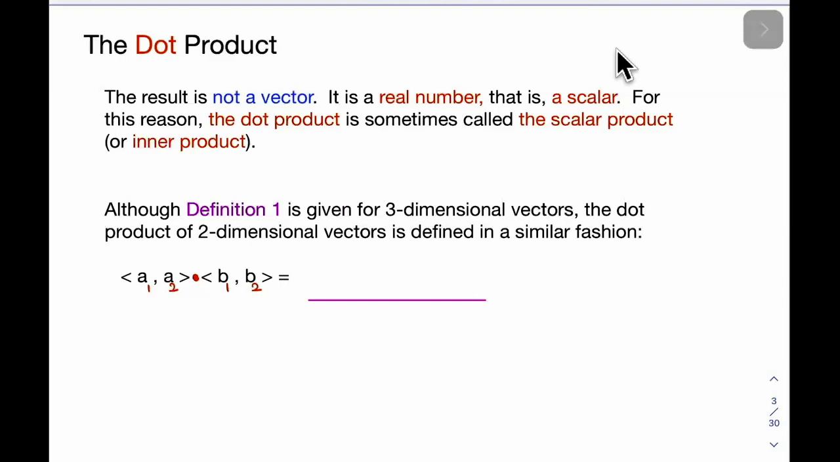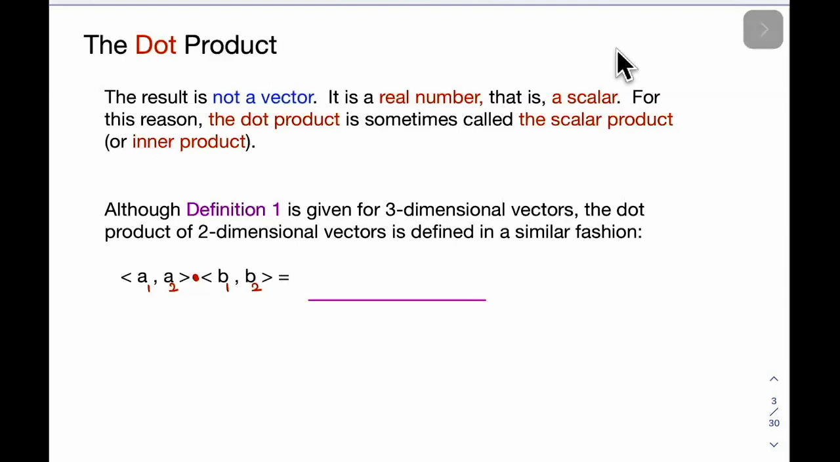The dot product sometimes is called the scalar product for this reason. And sometimes we call it the linear product. So if you hear of it somewhere else, when you hear linear product or scalar product, think about that. It's the same as the dot product.